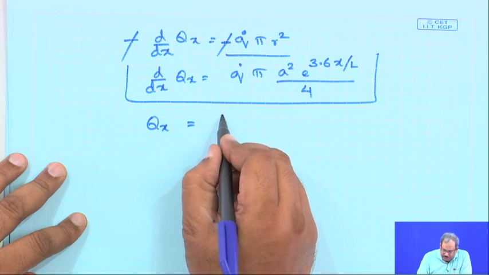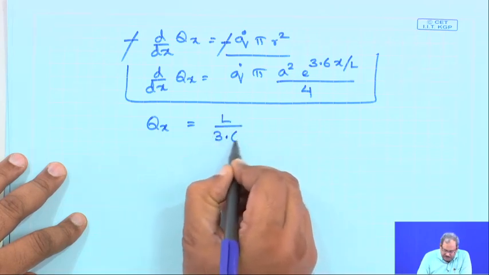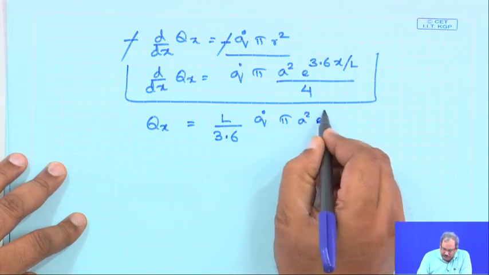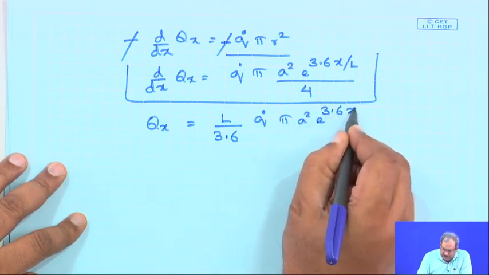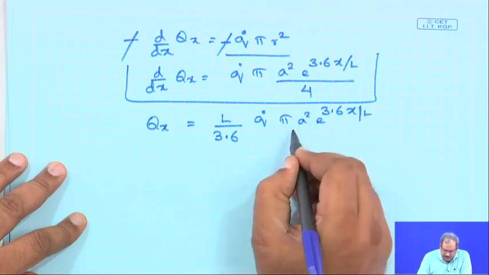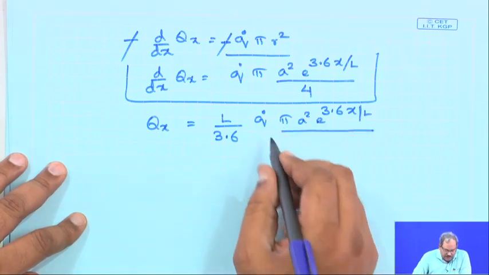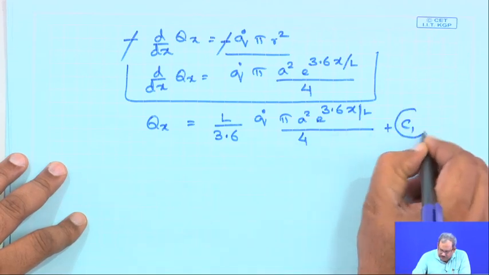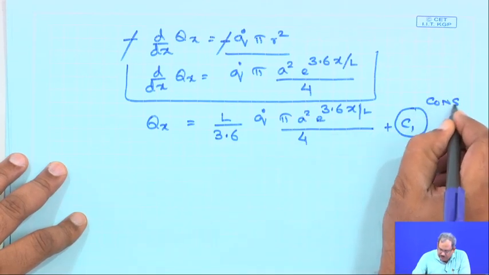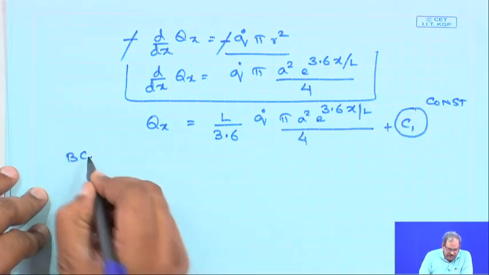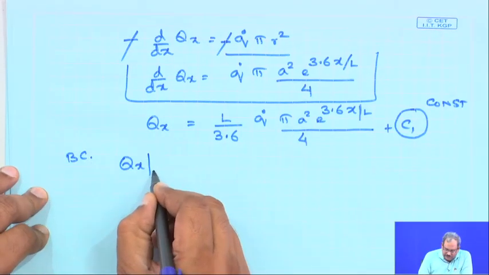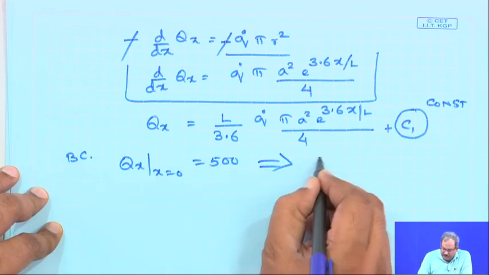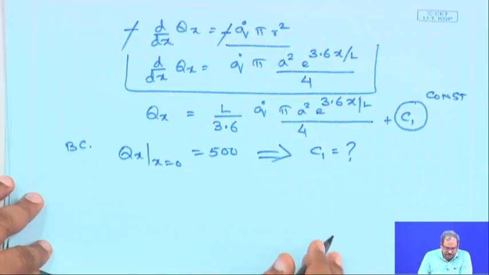Qx is going to be L by 3.6 q dot pi a square e to the power 3.6 x by L, times 4, plus C1. C1 is the constant of integration. What is the boundary condition? I know the value of Qx at x equals 0 is 500. Find out the value for C1.